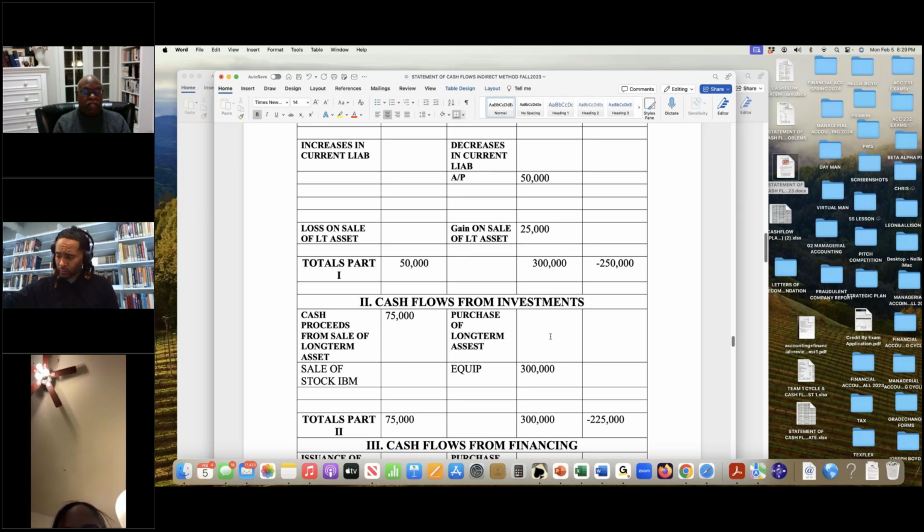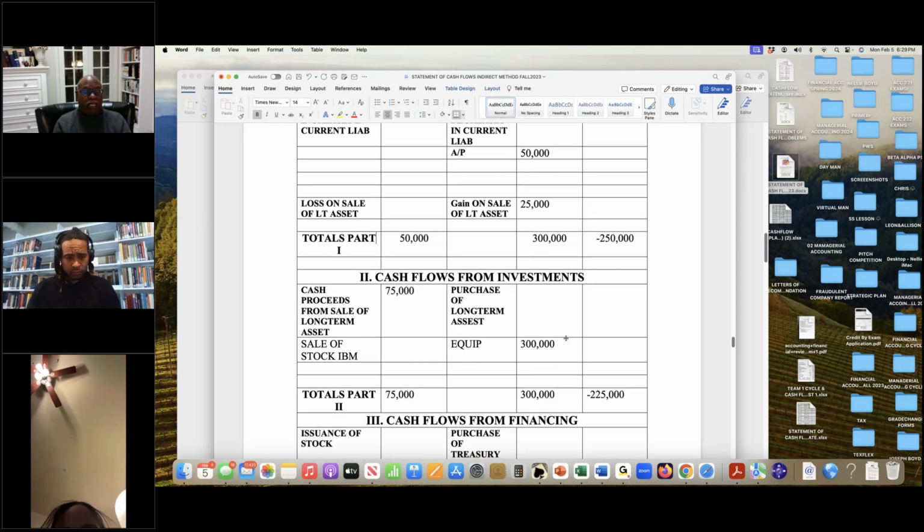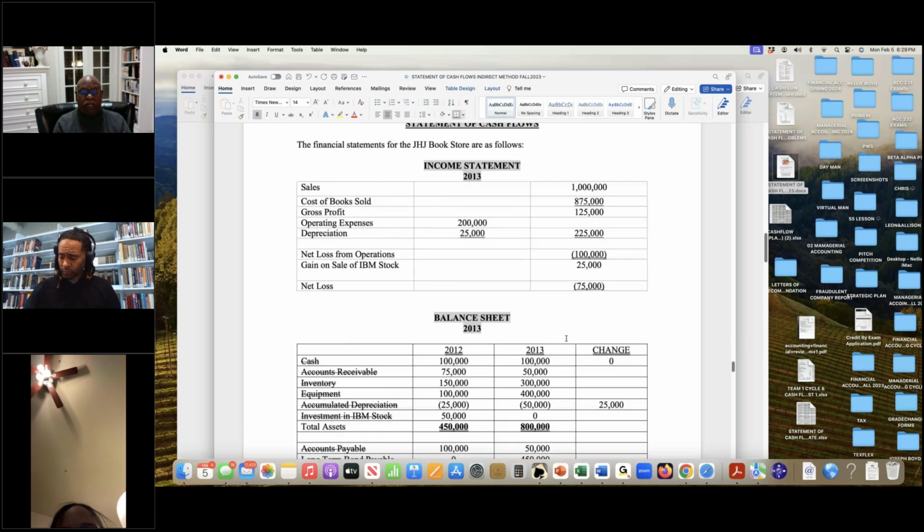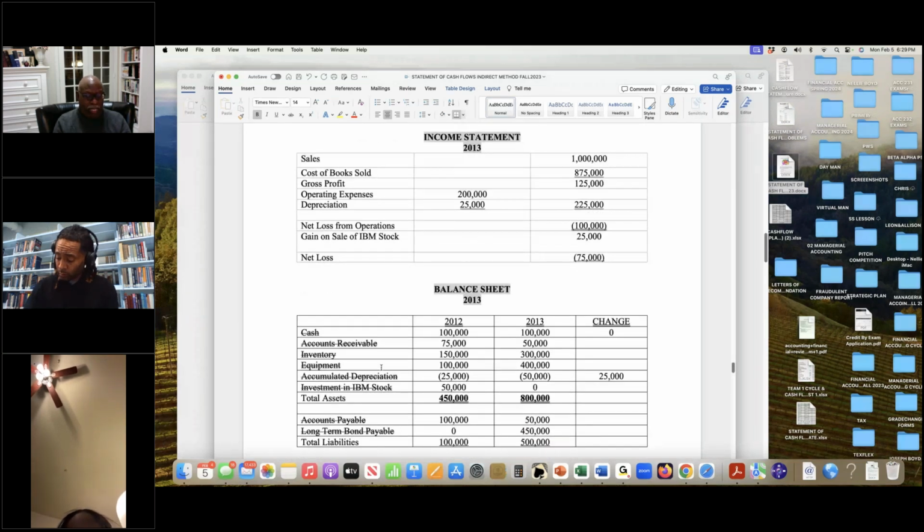Now let's look at part two. Part two comes from what? The equipment, which went up by 300,000, so that's a use. And then we have the investment. The investment cost us 50. The gain on it was 25. And so the change was 50,000.